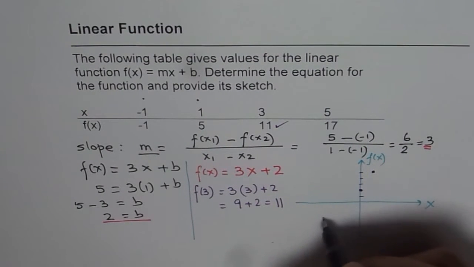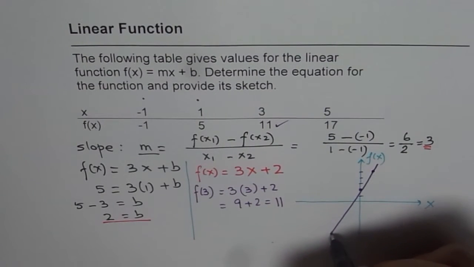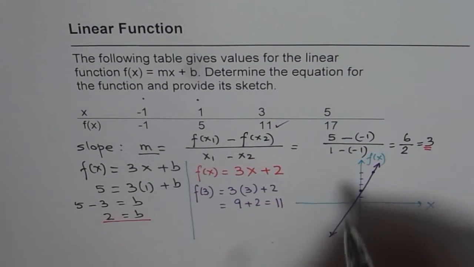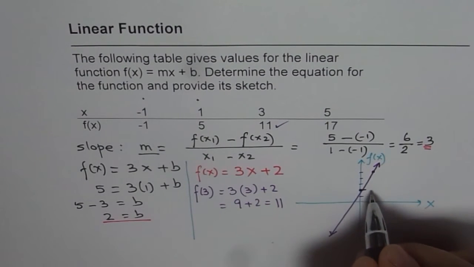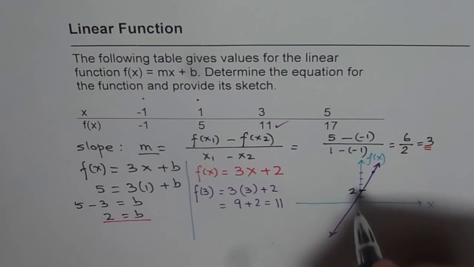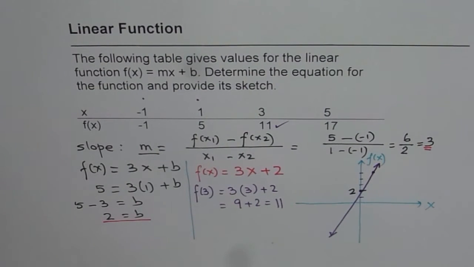Likewise, we can get points on this side also. Joining these points should give us the graph of the function, right? So that becomes the graph for our function where the y-intercept is 2 for us, right? And the slope is 3. So that is how we can actually get the function and sketch it on the graph. I hope the steps are absolutely clear to you. Thank you and all the best.